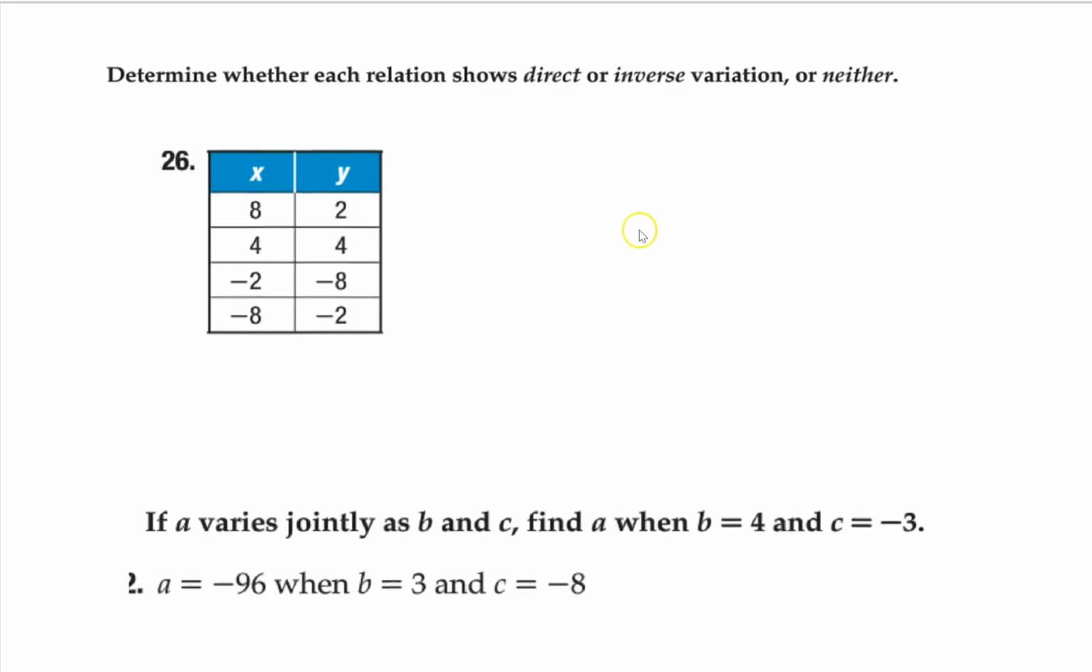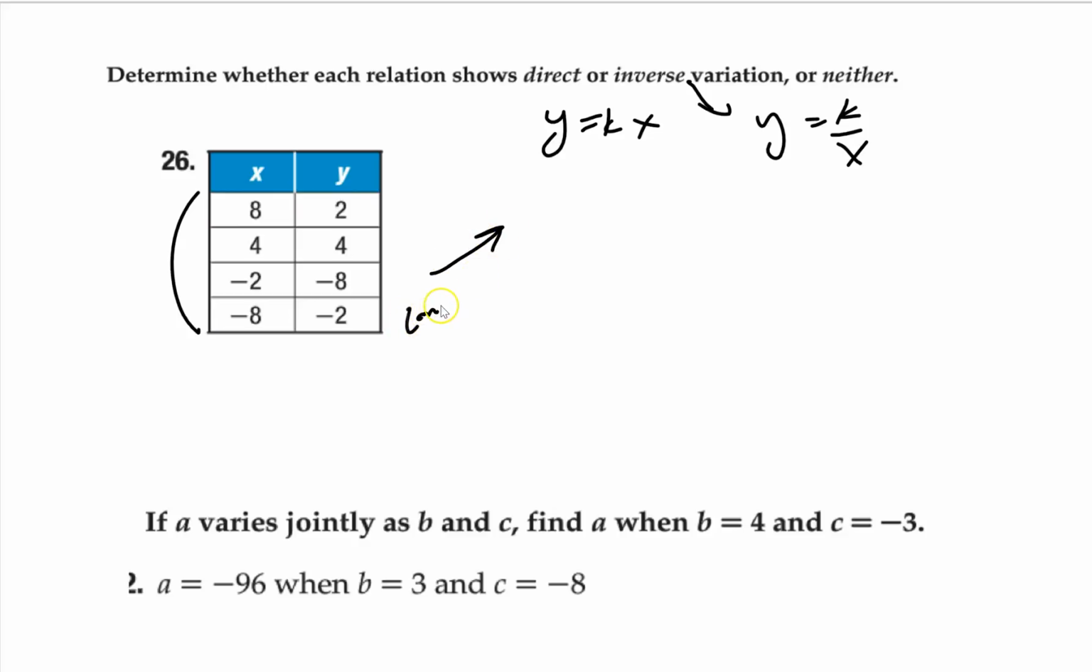This next one. Determine whether this shows direct variation, inverse, or neither. So remember, direct variation is this. Inverse is this. And neither will be none of those two. Right? So how do we do this? Well, what you want to do is plug a few of these in to see if you get a constant K. Let me show you what I mean.